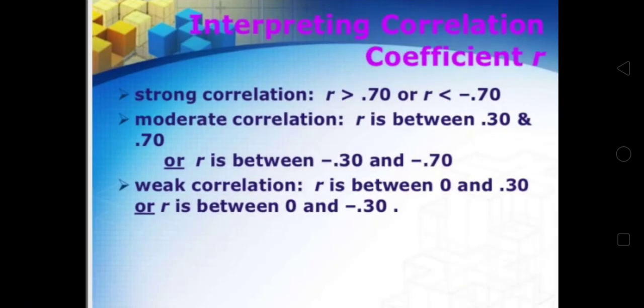Interpreting the correlation coefficient R, strong correlation we have already discussed. Now I will give you the values. When R is greater than 0.70 or R is less than -0.70, it is strong correlation, that is positive or negative. Moderate correlation means R is between 0.30 and 0.70, or R is between -0.30 and -0.70. Weak correlation means R is between 0 and 0.30 or between 0 and -0.30. These are the values of the correlation coefficient R.